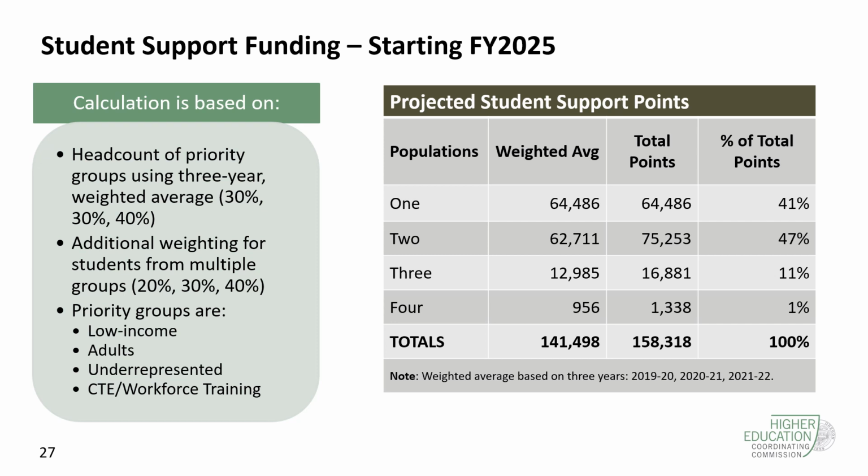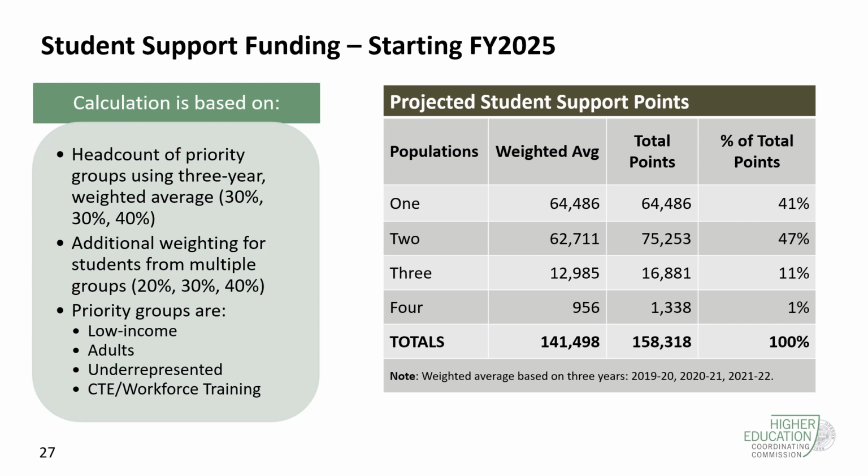They're not duplicated. But then we add the points, and so you can see for one population, 64,486 students equals 64,486 points. But for the 2 populations, we add 20% weight, so 62,711 students multiplied by 1.2 with 20% extra weight translates to 75,253 points. And we do the same for 3 and 4 students, 1.3, 1.4. So you can see how that all translates out.